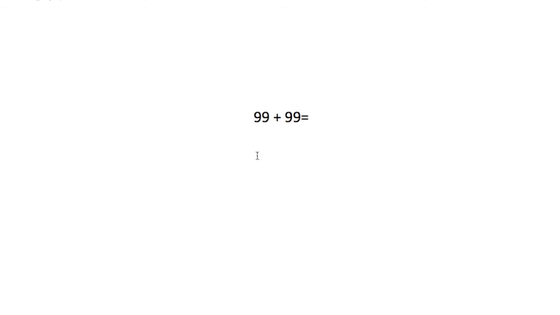99 plus 99. Okay, so what we're going to do is round like we did. 99, well, you cannot round it to 90, because it's past 5, so we'll go to 100. Plus 99, the same, so 100, equals 200. So that's our reasonable answer.